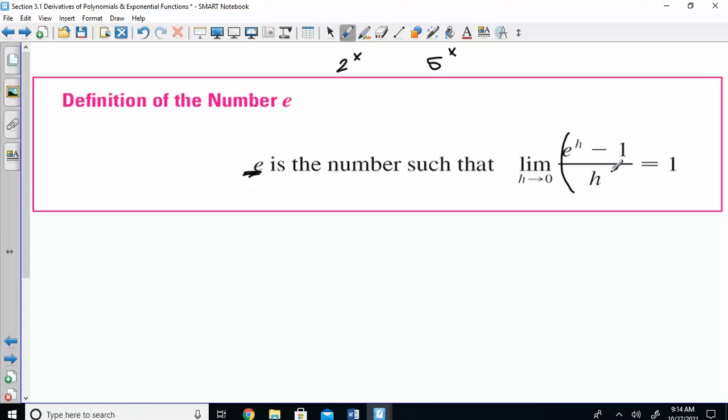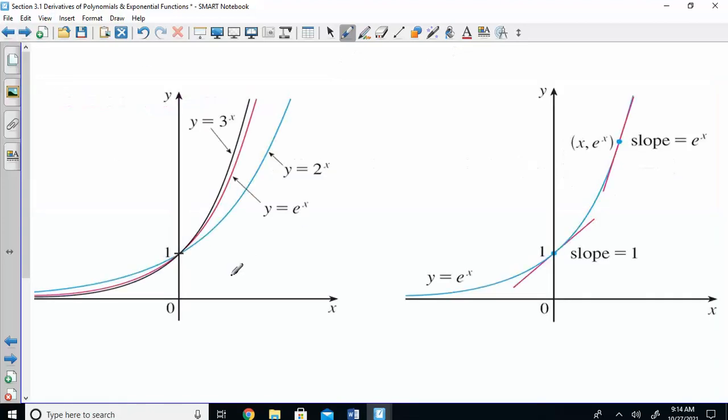It's the number so that when you did this derivative, so if you did the limit as h approaches 0 of e to the h minus 1 over h, it equals 1. Okay, that's where the number e comes from. I'm not going to test you on that, but in calculus, we are going to prefer to use e's over any other exponential because their derivative turns out to be nice and pretty. And so it's much, much easier to work with.